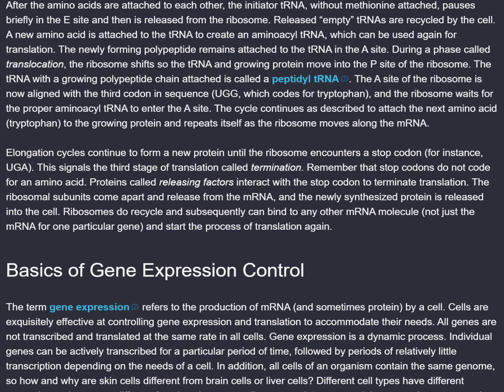During a phase called translocation, the ribosome shifts so the tRNA and growing protein move into the P site of the ribosome. The tRNA with a growing polypeptide chain attached is called a peptidyl tRNA. The A site of the ribosome is now aligned with the third codon in sequence, UGG, which codes for tryptophan, and the ribosome waits for the proper aminoacyl tRNA to enter the A site. The cycle continues as described to attach the next amino acid, tryptophan, to the growing protein and repeats itself as the ribosome moves along the mRNA.